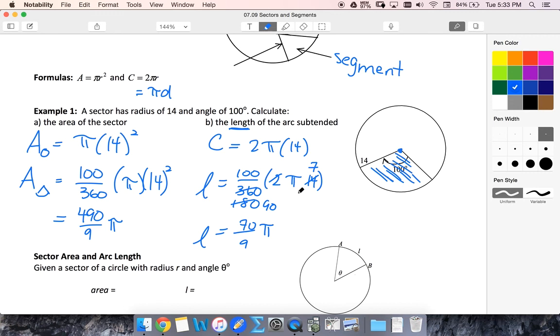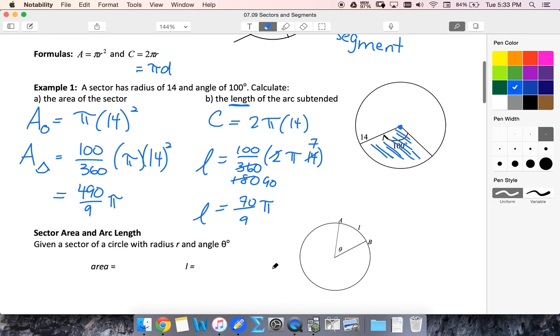So putting those things together, we get some formulas in terms of our radius r and our angle theta. And we'll look at that in the next video.